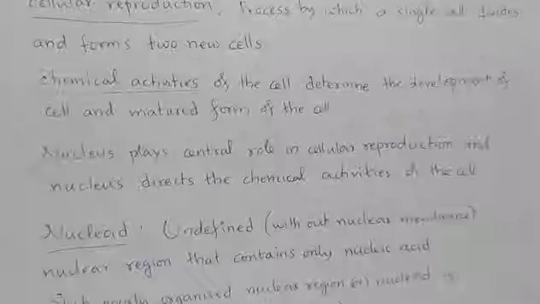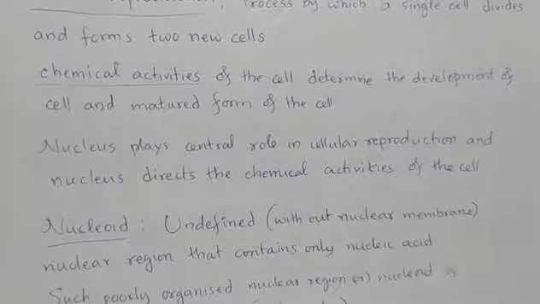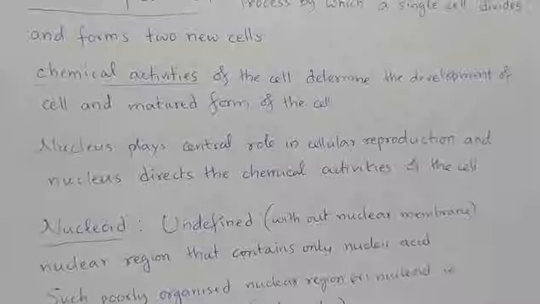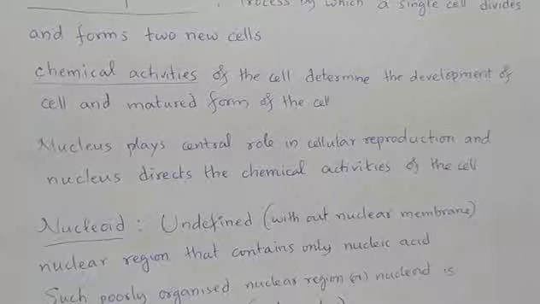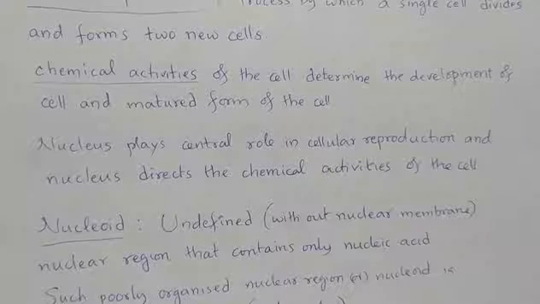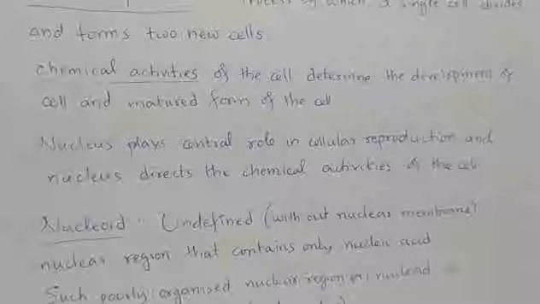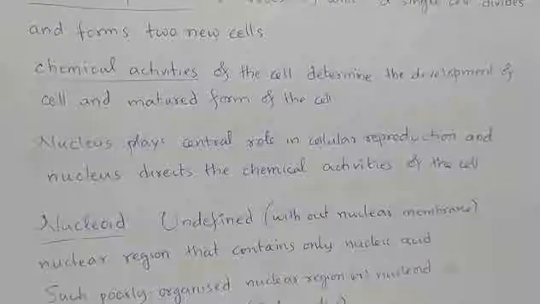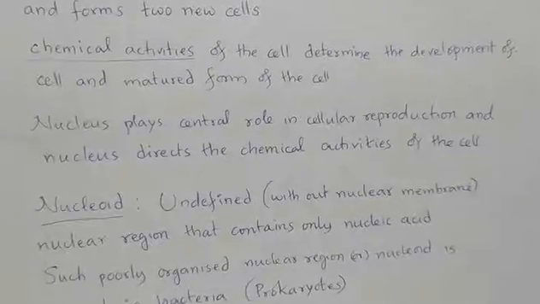The nucleus plays a central role in cellular reproduction, and the same nucleus directs the chemical activities which make the way for the development of the cell and make the cell get its form at its maturity. So the nucleus plays the central role in cellular reproduction as well as directing the chemical activities of the cell.